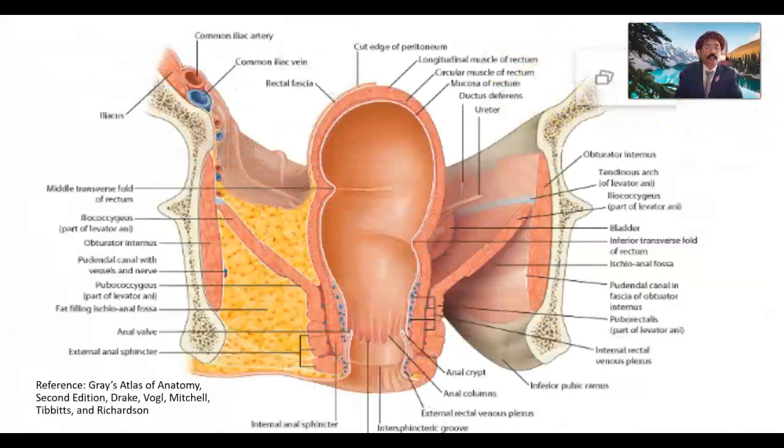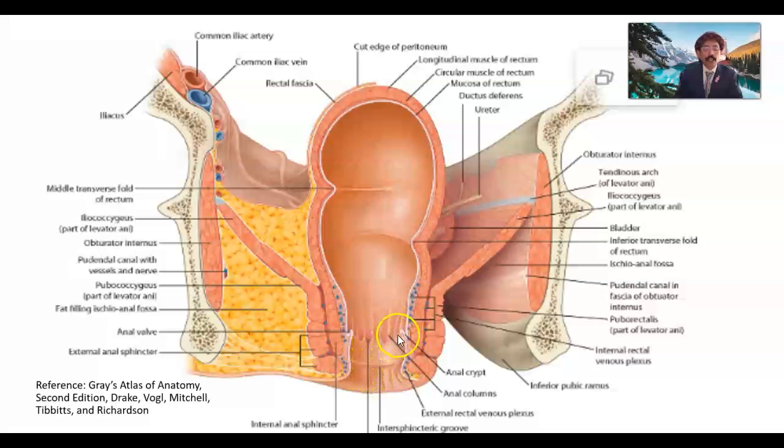Okay, this is the anal canal. This is the upper part. This is the middle part, or pecten. This is the cutaneous part. The upper part we will look at: the anal column, anal sinus, anal valve. So these are present in the upper part of the anal canal. The middle part is the pecten, a transitional zone.